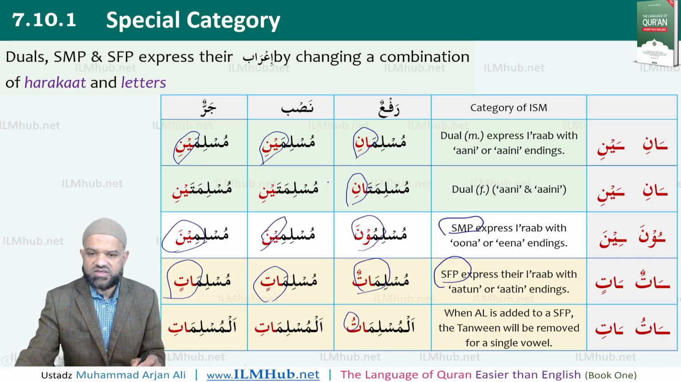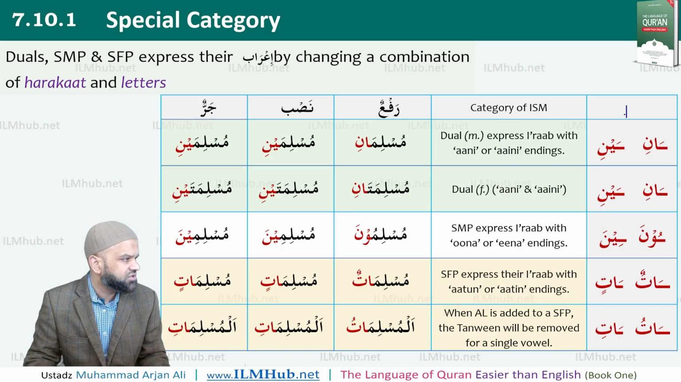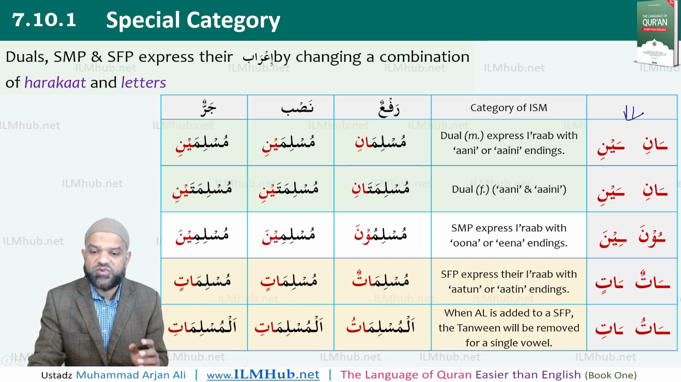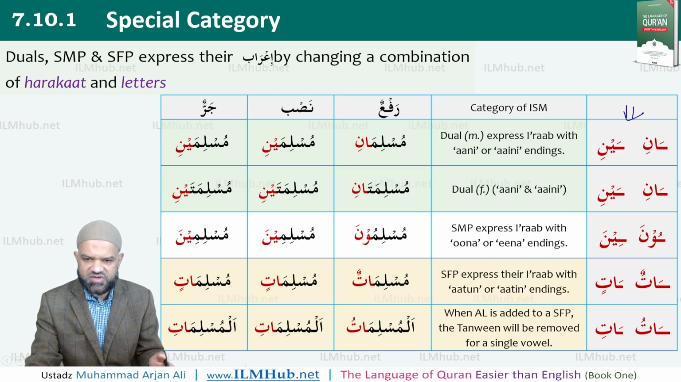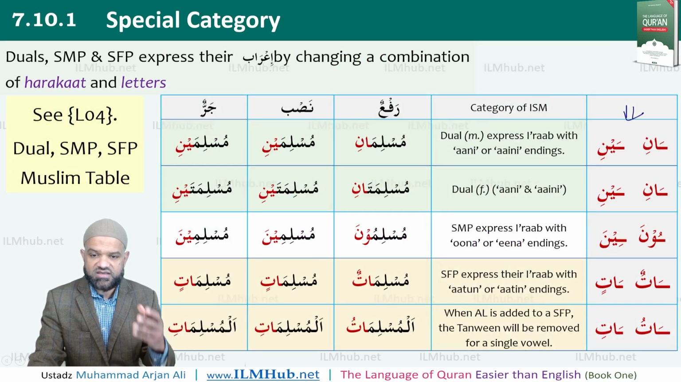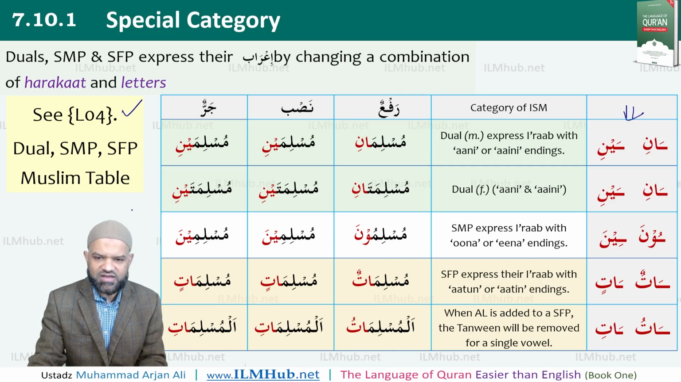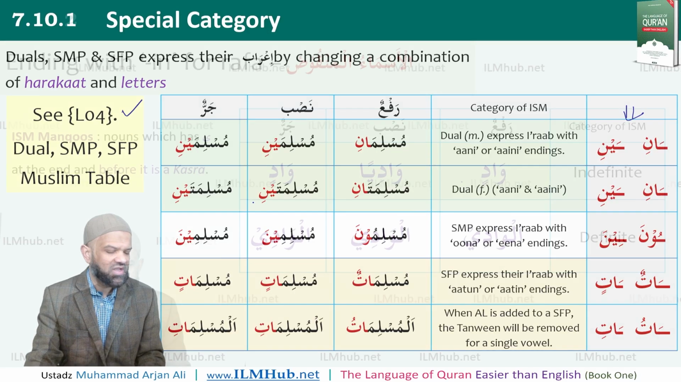So in all of these cases, we are expressing the i'rab through a combination of letters and vowels. So it is no longer a single ending haraka, but a combination. So these are our special categories. So far, of course, you're familiar with the dual, sound masculine plural, and sound feminine plural, the ones we did in lesson number 4. And in order to master lesson number 4 and all these endings, all you've got to do is memorize the Muslim table, which I asked you to do in lesson number 4, and I asked you to do some examples with other words also. They will make life a lot easier for you.